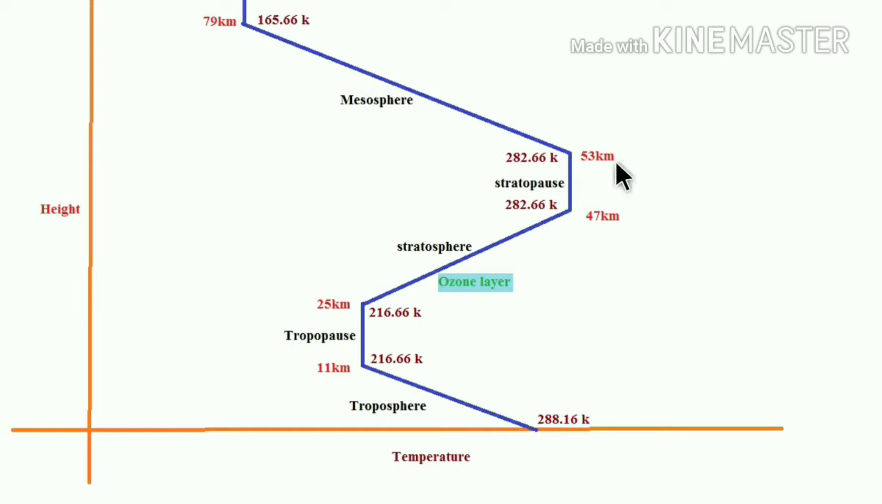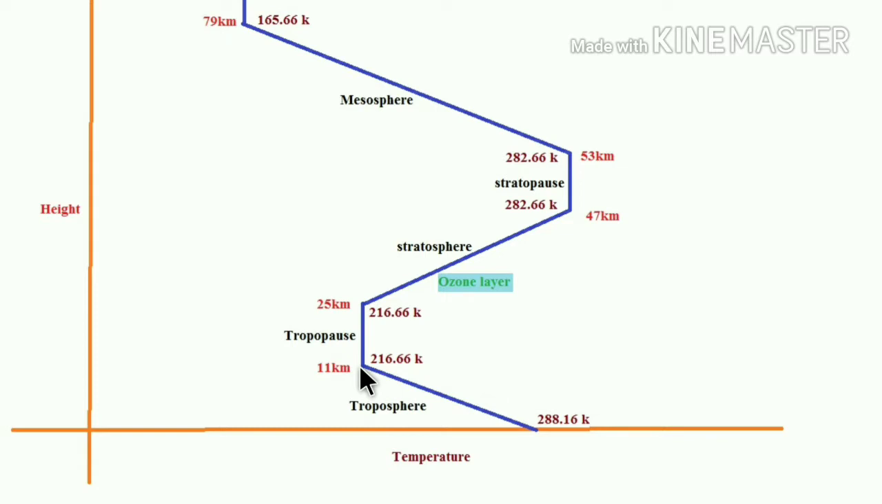So this is the zero height, meaning this is the sea level condition. This temperature is 288.16 Kelvin, meaning we just added 273 to the 15.16 degrees. So that sea level temperature will be 288.16 Kelvin. So there are different layers. First layer is troposphere. So troposphere is situated from 0 to 11 kilometers of height.